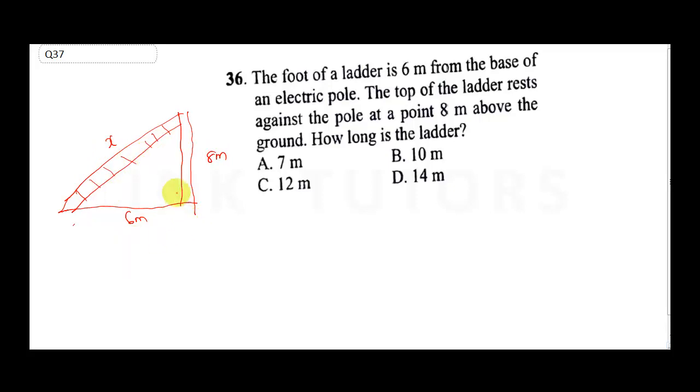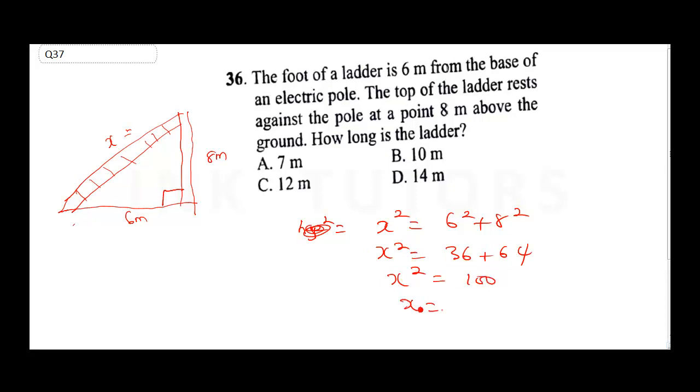If you understand, this is a right angle triangle. And when you have a right angle triangle, you apply your hypotenuse rule, which says your hypotenuse square is equal to, if here is x, so x square will be 6 square plus 8 square. So x square will be 36 plus 64, which gives us 100. Therefore, x will be square root of 100, and that's 10. So our final answer is 10 meters.